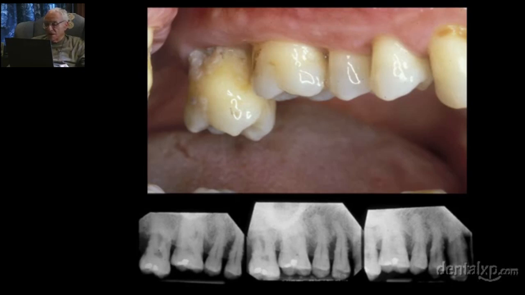And we can see in this radiograph, can I point that out? Is that what you want me to do? Where is that thing? Oh, here we are.